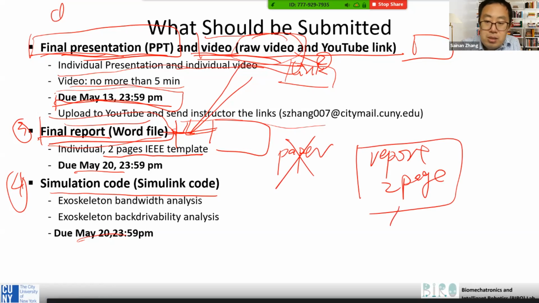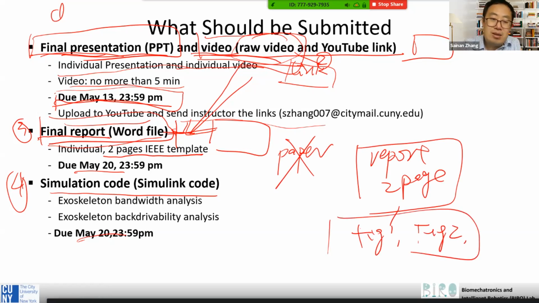And you know, some of this could be figures, right? Figure 1, figure 2, something like this. The actual text may be just 1.5 pages, and also you can add some references. A very short report, and I think it should be manageable.